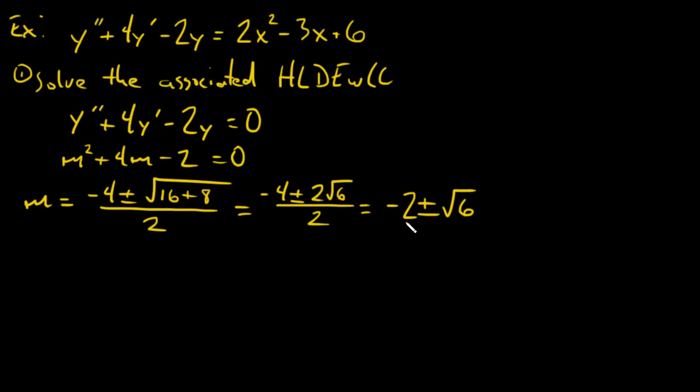Okay, so for my solution, since it's distinct reals, y equals c1 e to the negative 2 plus root 6 x, plus c2 e to the negative 2 minus root 6 x. This is my y sub c. Now that I've found my y sub c, just store this in your memory bank, put it to the side, do some scratch work, whatever, because now we're going to find y sub p by making an absolute guess. So here we go.